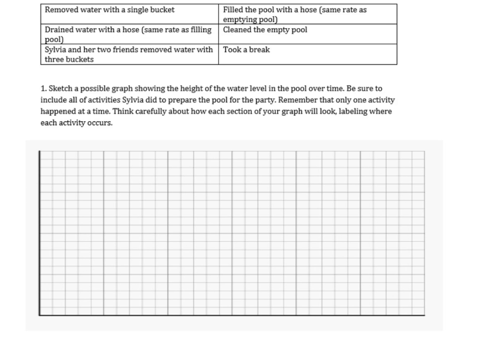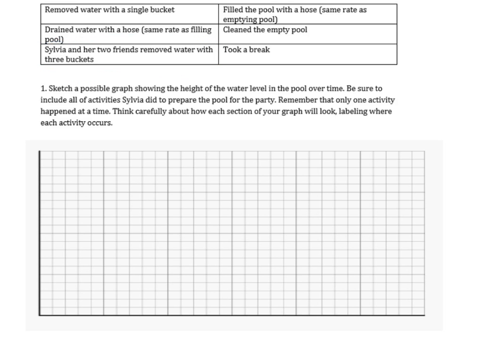And what's going on is you need to draw your own graph of emptying a pool, so it's probably going to go down. You're going to clean it for a while and then fill it back up. But it's not as simple as that. You need to fill in these 6 events here, removing water from the pool a bucket at a time. You can drain the pool with a hose, and then Sylvia and her 2 friends. Oh, sorry, it's not you. It's Sylvia. She's throwing a cool pool party in the middle of winter. And they're using 3 buckets.